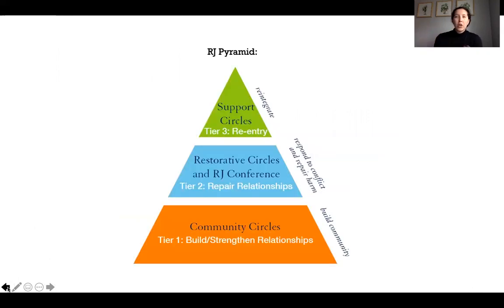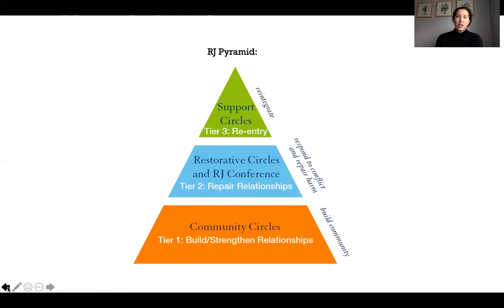Now, this is done through the RJ pyramid, starting at the bottom tier, community building circles. These strengthen and build relationships. Let's say Tiara and Joshua got together with other members of their community to talk about drug abuse within Alaska. They talk about these issues and build community and talk about ways that they can combat them together.